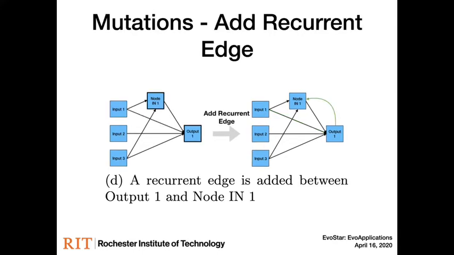We have an add recurrent edge operation, which will select a random source node, and then a random destination node. The only restriction on the destination node is that it's not an input node. And it'll create a recurrent edge between those two with a time lag between 1 and 10.